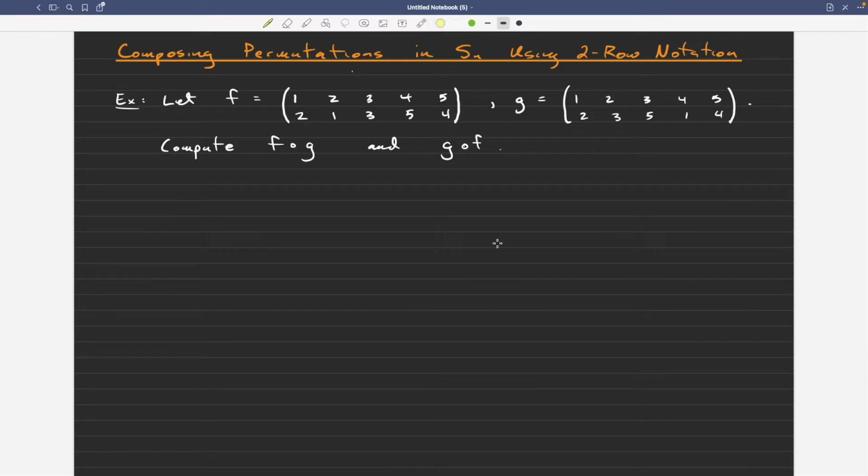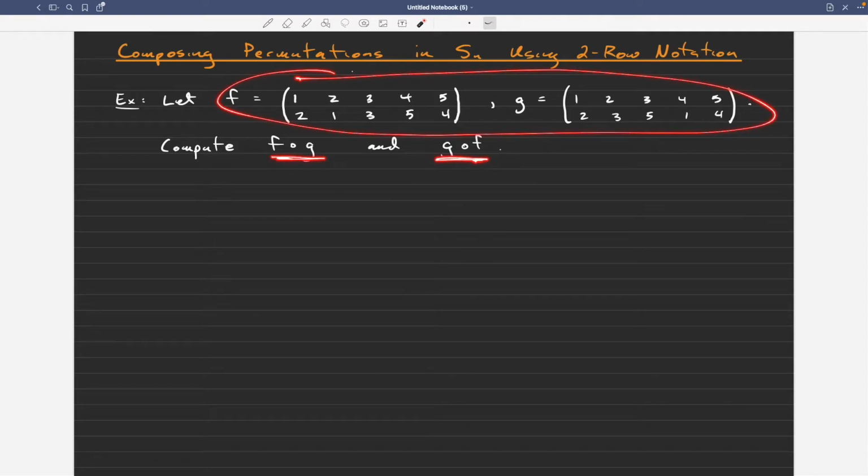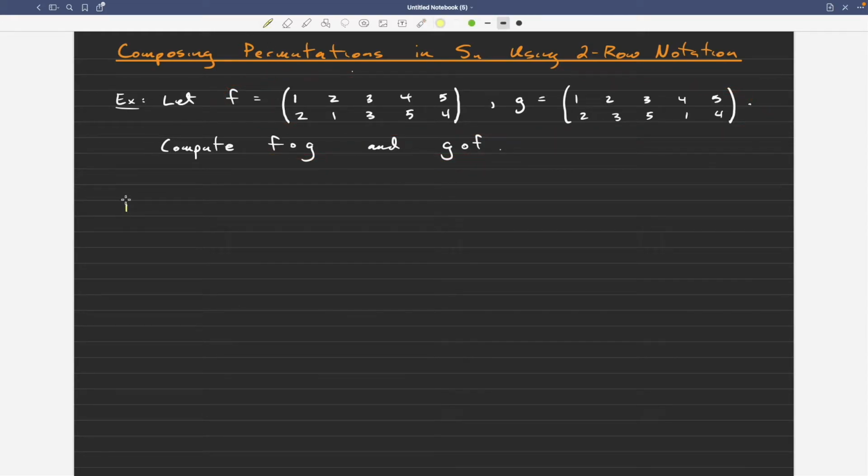Let's talk about how we would compose them. Composition is our binary operation, and S_n is the set on which composition is a binary operation. So we want to play around with how that works. In this example, I've got f and g defined in two-row notation, and I want to compute both f composed with g and the reverse, g composed with f. When you do composition, the function on the right is the first function, and the outer function is the second thing you do.